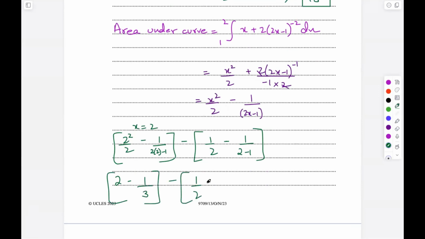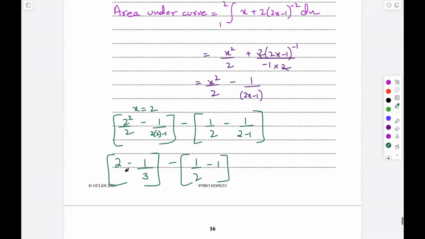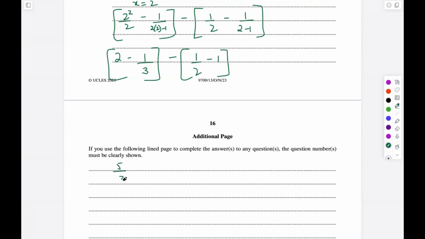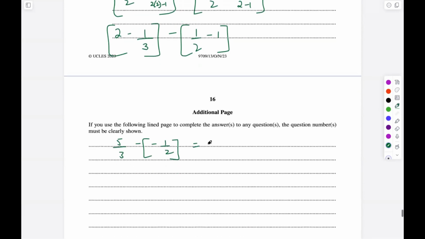So this will become 3 times 2, 6. 6 minus 1 is 5 upon 3 minus, and this will become minus 1 upon 2. So 1 upon 2 minus 1 is minus 1 upon 2. Simplifying this, we'll get 5 upon 3 plus 1 upon 2. Taking the LCM over here, we'll get 6. So this will multiply by 2, this will multiply by 2, this will multiply by 3, and this will multiply by 3. So we'll get 10 plus 3, which is 13 upon 6.